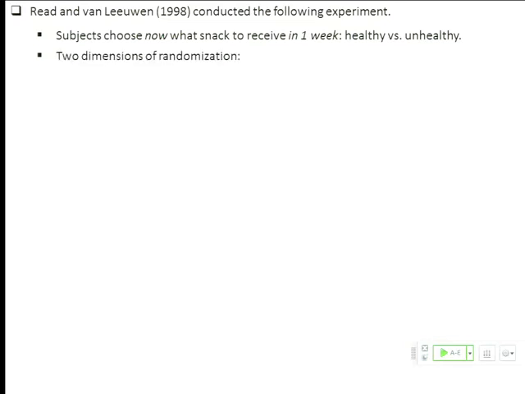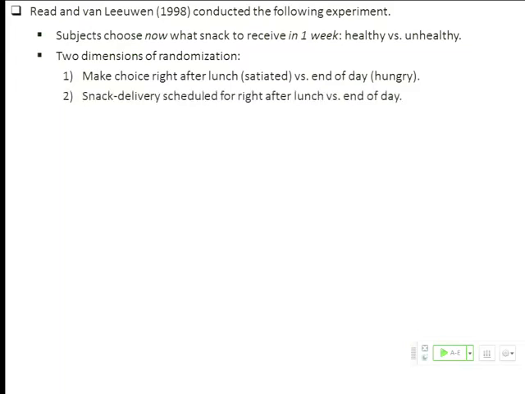Then they randomize people in the following 2 ways. First, they randomize when they make their choice in week 1, either right after lunch when they're satiated or later in the afternoon when they're hungry. Okay, so they have predictions in both the satiated state and the hungry state, and then they also randomize on when the snack would be delivered, either right after lunch or at the end of the day. So we have variation in the state they're in when they predict, and variation in the state they're predicting for. Now if you've been hungry before and if you've been satiated before, which these people presumably had, you should be able to predict the state change. The question is, do they predict the change in their preferences?